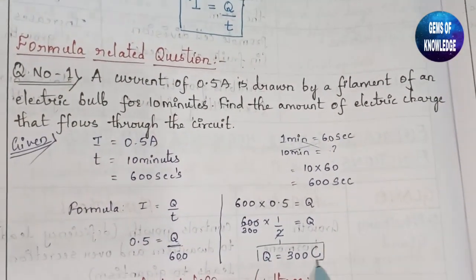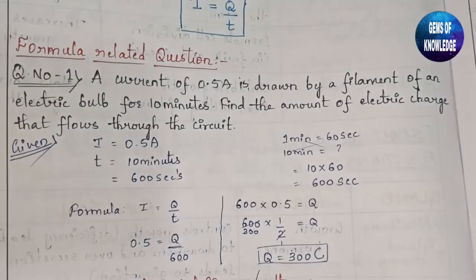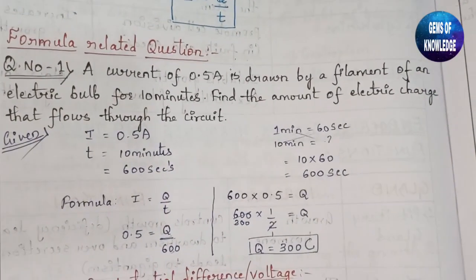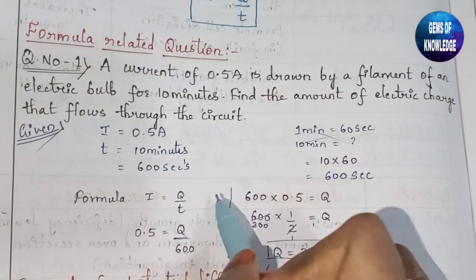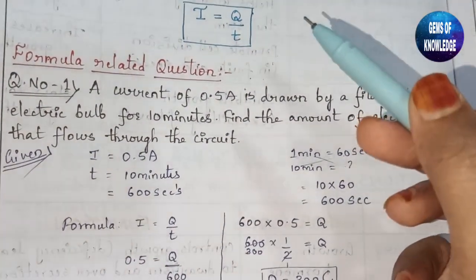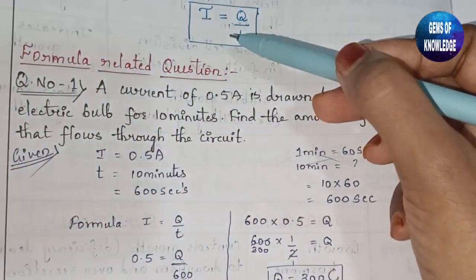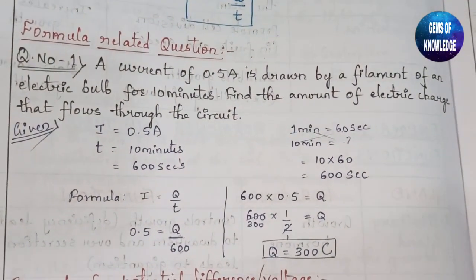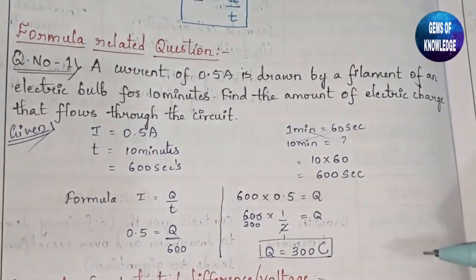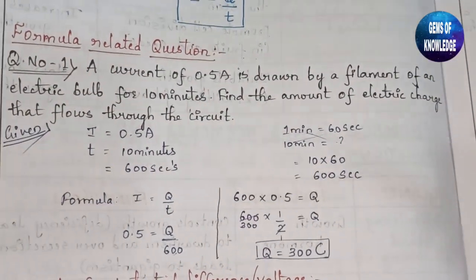What is C? C is nothing but the SI unit of charge, that is coulomb. So this is just a single question I have solved regarding this formula. There may be a number of questions in the exercise which are similar to this formula. You can check it out and you can solve it.